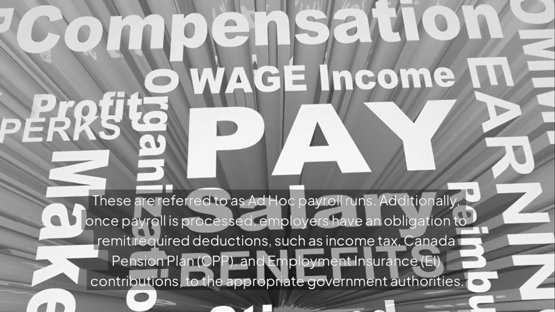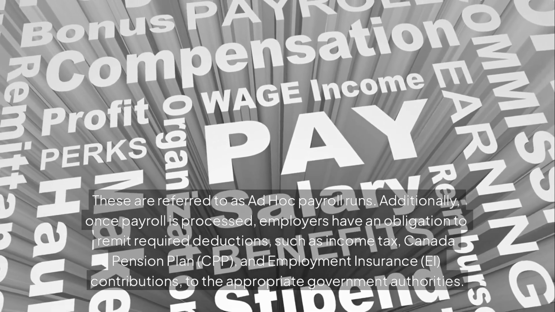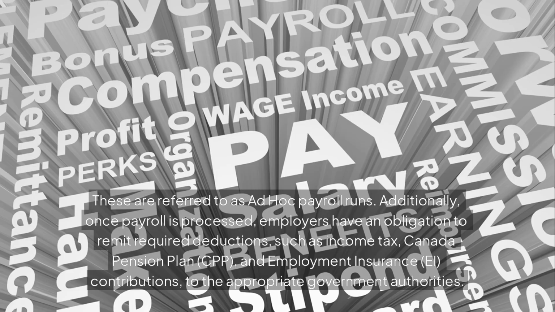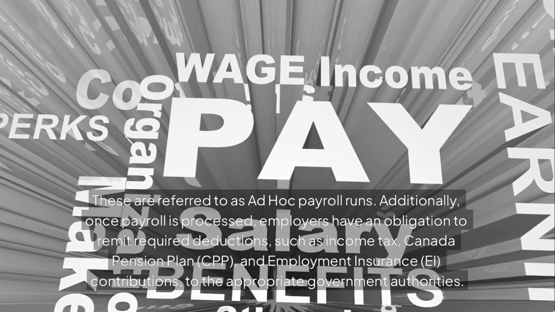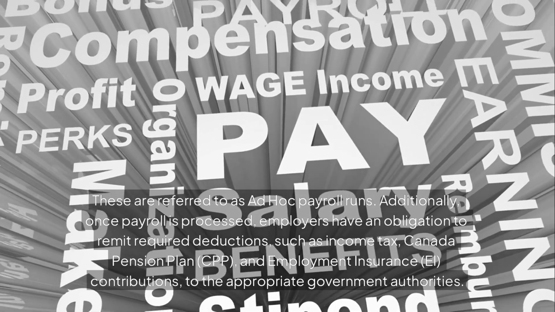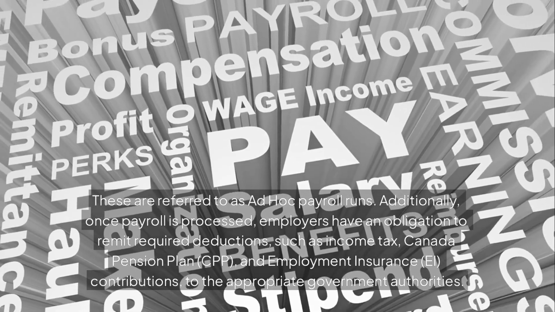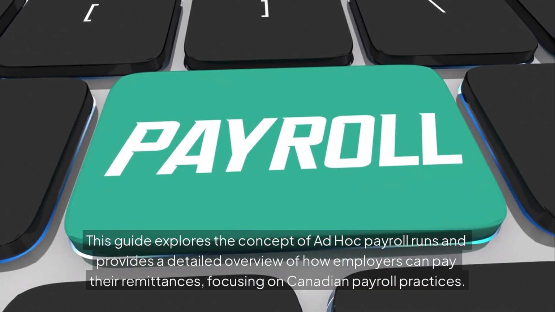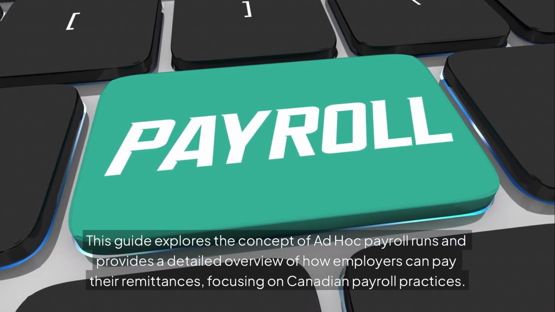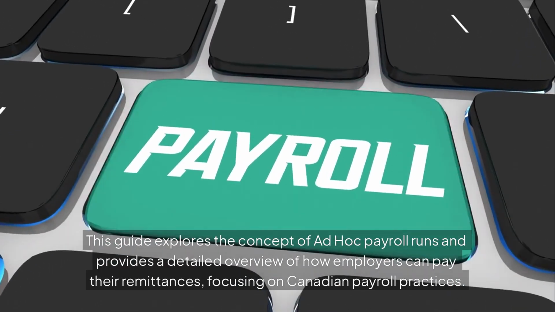Additionally, once payroll is processed, employers have an obligation to remit required deductions, such as income tax, Canada Pension Plan, CPP, and employment insurance contributions, to the appropriate government authorities. This guide explores the concept of ad hoc payroll runs and provides a detailed overview of how employers can pay their remittances, focusing on Canadian payroll practices.